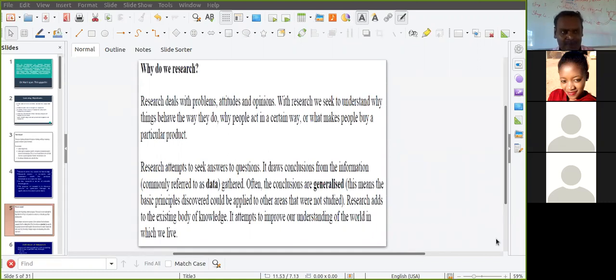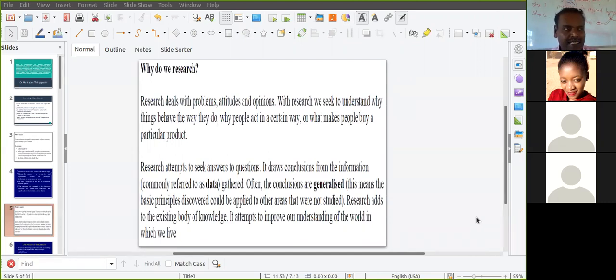So the information you collected from your respondents, that is called data. Through the data, you are generalizing the particular answers, maybe the answers given by a group of people. From those answers, you are making a generalized statement.